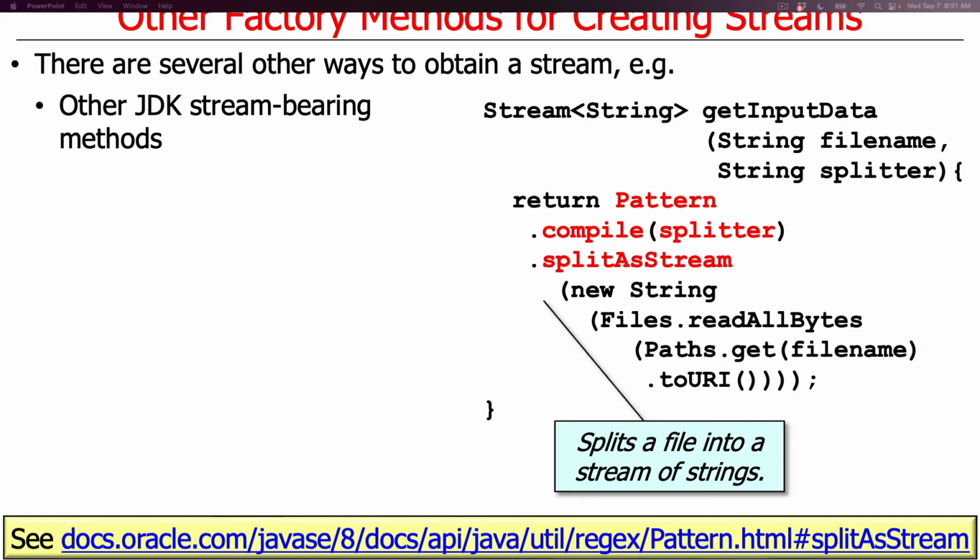There are other methods that were added later in Java 8 and beyond, that create streams. Here's a really fun one. This is the regular expression mechanism, where you take a regular expression called the splitter, and then you can take whatever you want. Like in this case, it's going to be a big file with a bunch of contents. And you can then split these contents using the regular expression and get a stream as a result of that.